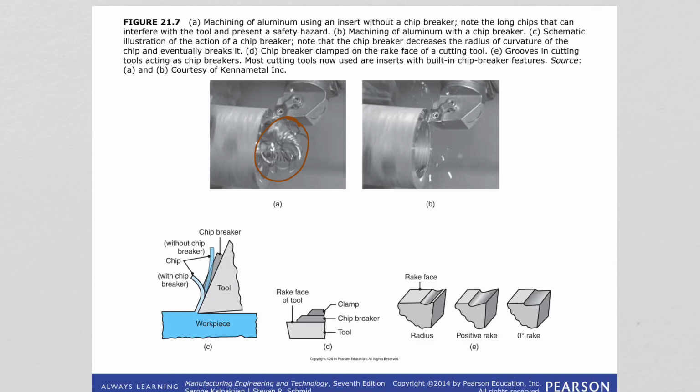There is also an illustration of the action of the chip breaker, as we are seeing in image C. There is your tool, there is the chip breaker put here like this one, and you see the chip without the chip breaker like this, but with the chip breaker it's shorter, it's breaking it. So illustrations for those are given to us.